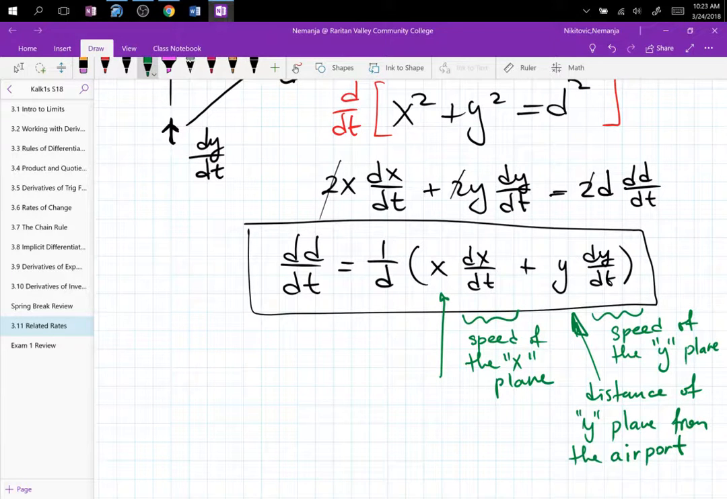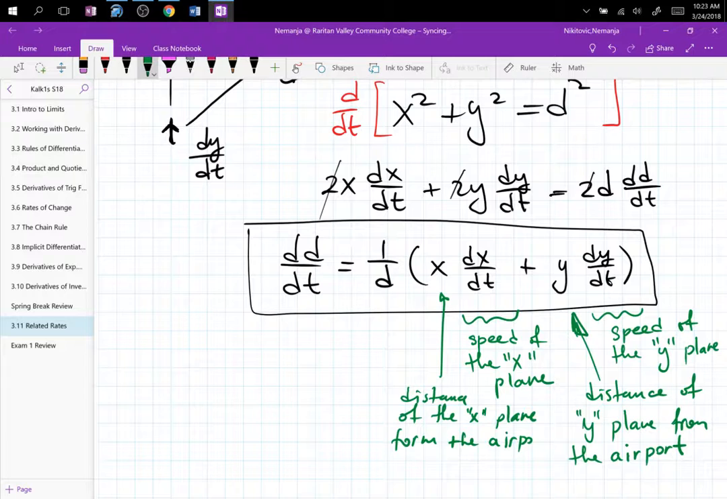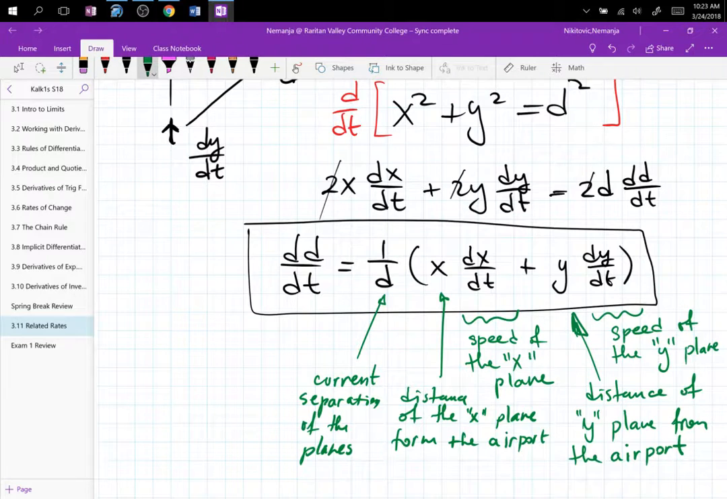And x is the distance of the x-plane from the airport. And then d is the current separation of the planes. Now this is the reason why I said hopefully no humans.